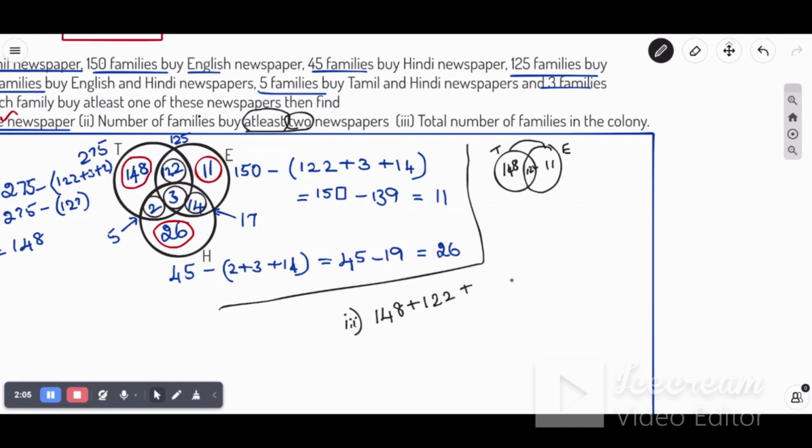Plus the number of families who buy both Tamil and English, that will be 11. So I have to put that 11, and then we have to draw the next circle. In that, the number of people who buy both Tamil and Hindi will be 2, which means we have to find out or write all the things we have. This 3 will be the common of all Tamil, English and Hindi, and this 14 will be the common of English and Hindi. So we have to write that also, and then your Hindi alone. What I am doing is writing all the individual parts and adding them: 148, 122, 11, 2, 3, 14, 26. All the circles separately. For simple purposes, add it very carefully and let's check.